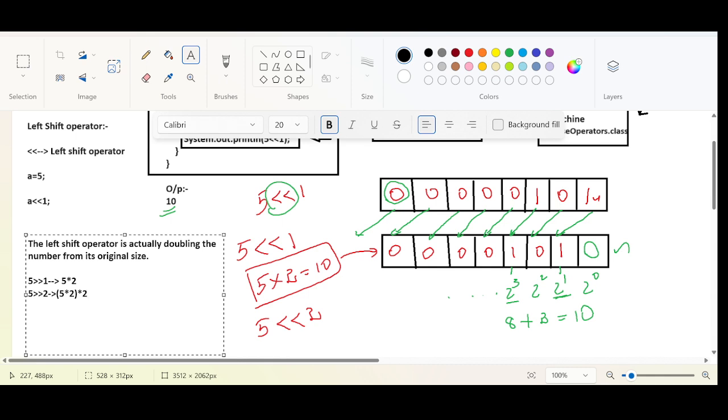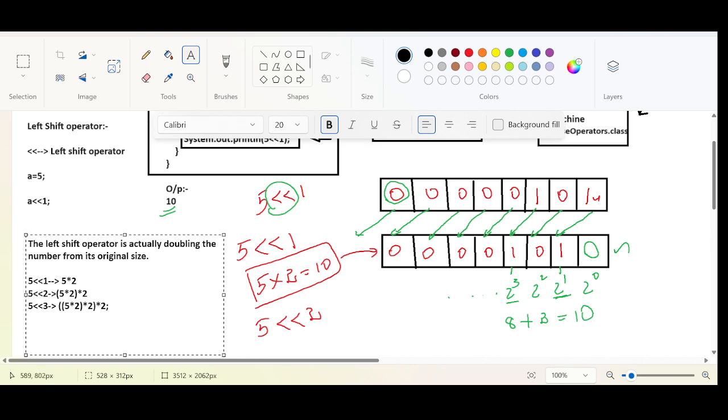So the output is what? 20. When I do 5 left shift of 3, the output is going to be 5 into 2, and the whole set will get multiplied with 2 again, and again this whole set is going to get multiplied with 2. As simple as that.